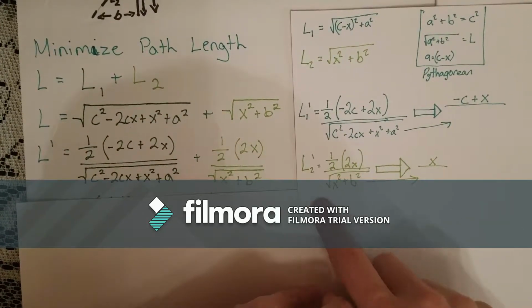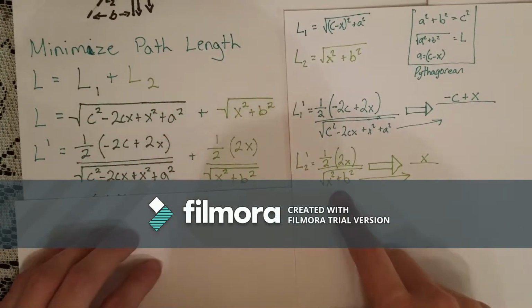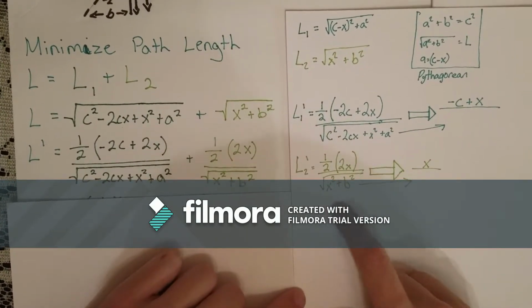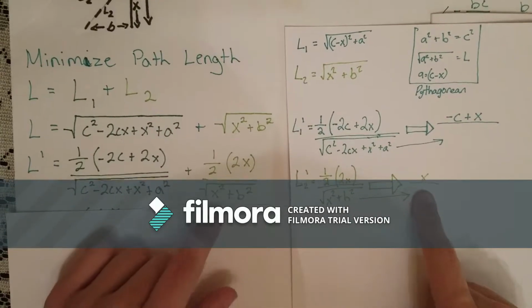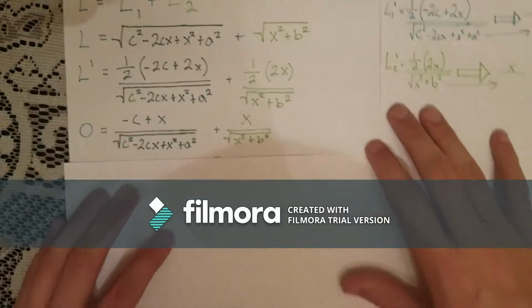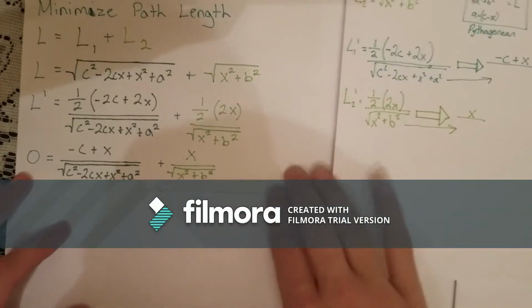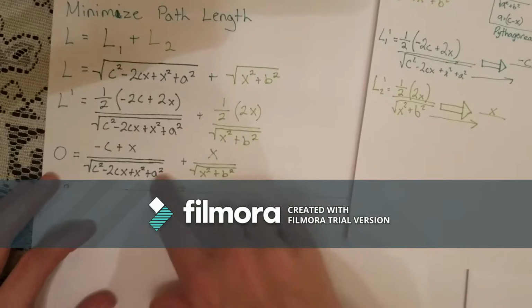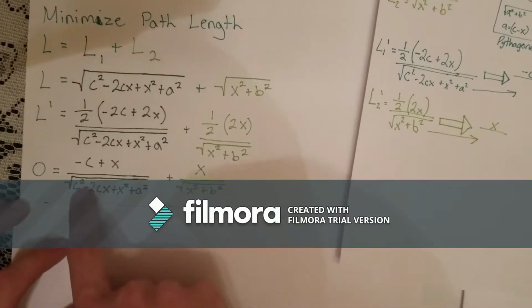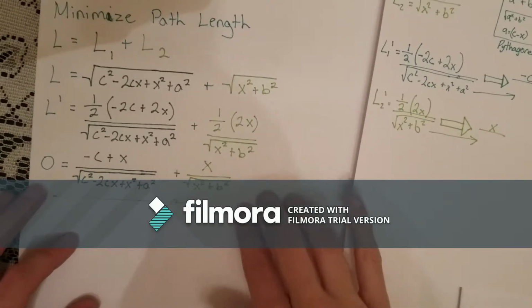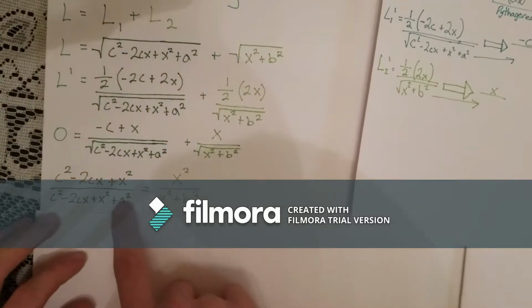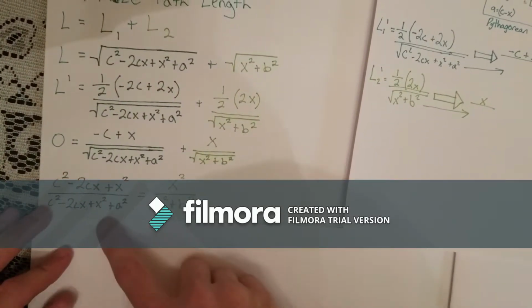And then length 2 is the same thing. We just normally derive it, and we reach 1/2 times 2x all over the square root of x squared plus b squared, and then it just turns into normal x. So now we set that equal to 0, as seen here, and we set them equal to each other by adding the negative c plus x over to the other side, thus changing the sign. Now, when we look at this, it looks kind of different.